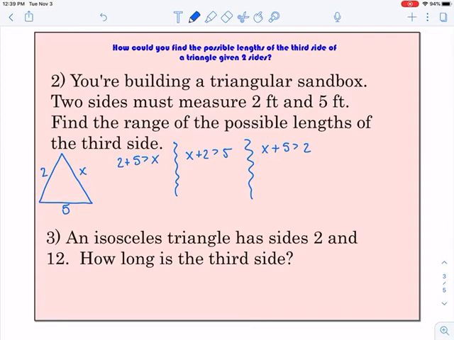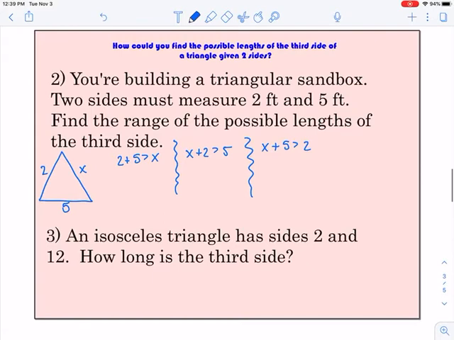I want x on one side of my inequality, and I want just one number on the other side. When I am looking at the first inequality, 2 plus 5 is greater than x, 2 plus 5 is 7, and 7 is greater than x. You have your variable on one side, you have your number on the other side. That's great. I like my variable on the left-hand side, and it's going to help me write a compound inequality in a second.